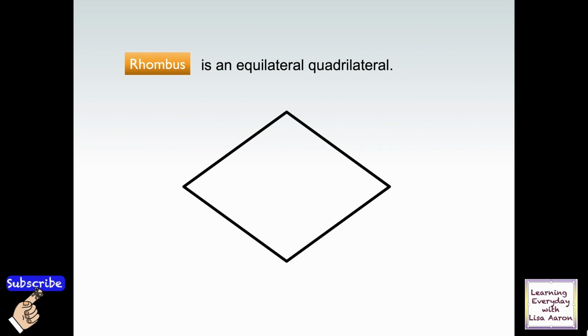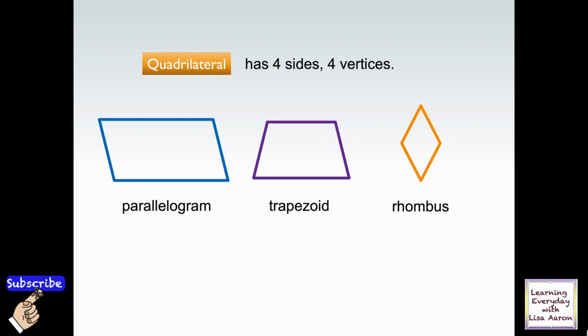Definition: rhombus. Rhombus is an equilateral quadrilateral. This equilateral means the sides are equal, and there's 4 of them, 4 sides. And that's our kite shape. It's a rhombus. Definition: quadrilateral has 4 sides and 4 vertices. This can be in the shape of a parallelogram, which is in blue, a trapezoid, which is in purple, and a rhombus, which is in orange.